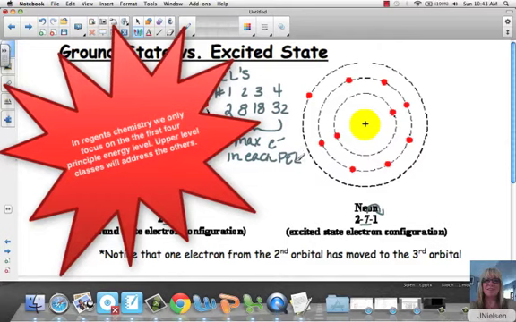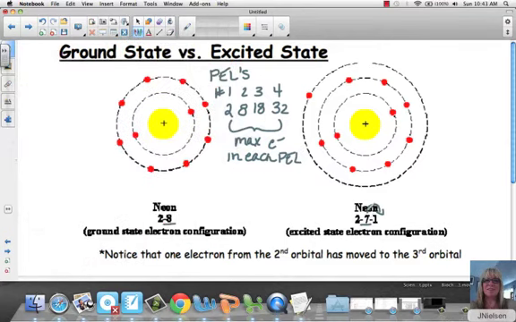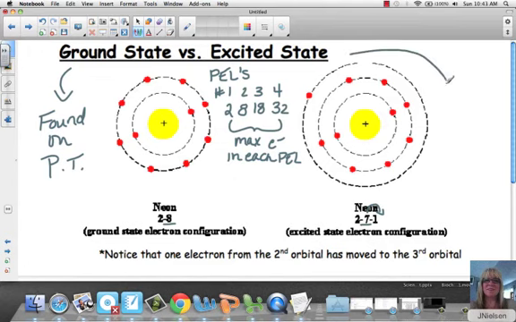So these numbers represent the max electrons in each principal energy level. So what happens when something's excited, it jumps from a lower level to a higher level, leaving this partially filled. So the second principal energy level can technically hold 8. Another thing is that the ground state is what's found on the periodic table, PT for periodic table. And the excited state is not found on the PT.